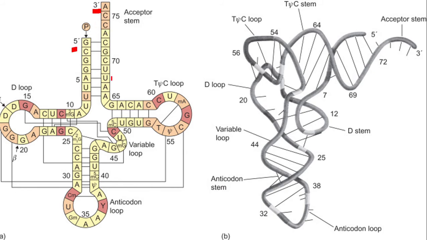So the molecule is bending and folding so that the 5' end and the 3' end may come adjacent to each other. And the 3' end is said to be the acceptor arm. Why? The amino acid is bound always at the 3' end of the tRNA.